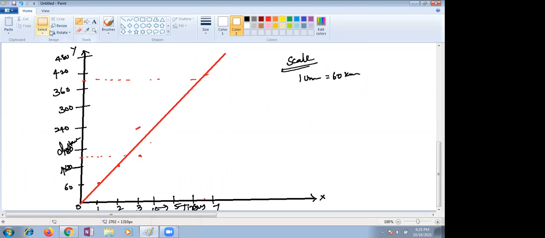You can take points exactly, children. Ma'am, it will all come in a straight line, right, ma'am? Exactly, it will come, children. If you draw absolutely, you can draw a straight line only. Then only you can build it. For 6.5 hours, whatever point you need to check, you're supposed to find it exactly in between 360 and 420. The location is exactly in between these 2 points only.